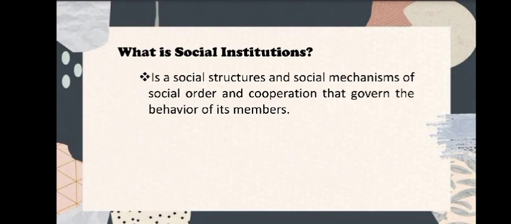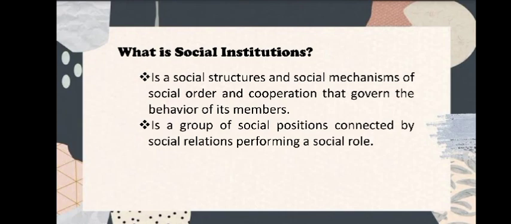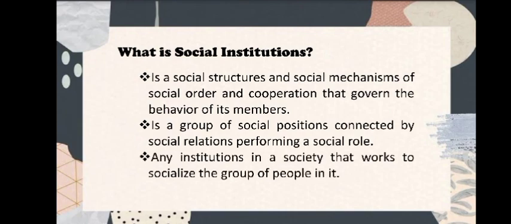So first, we are going to define what social institutions are. When we say social institutions, they are social structures and social mechanisms of social order and cooperation that govern the behavior of their members. It is also a group of social positions connected by social relations performing a social role, and institutions in a society work to socialize the group of people in it.